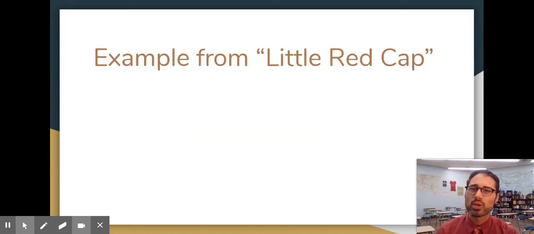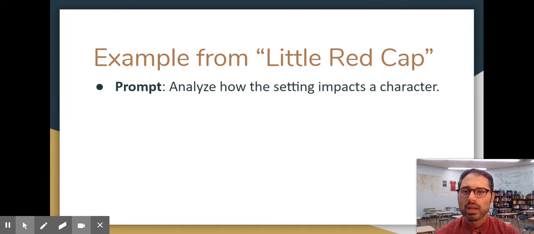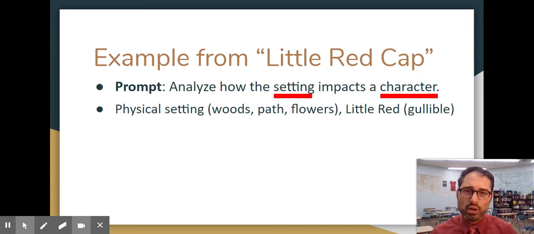So let's take a look from the story Little Red Cap, from the fairy tale. If the prompt, the thing the teacher gives you, is analyze how the setting impacts a character, I need to first identify my keywords. Setting and character are key words in this prompt that I want to underline. Then I want to go through and think about, what do I know about this story? So maybe we don't always start by writing a claim, but I'm going to look through the story about setting and character. I know there's a physical setting that has woods, the path, flowers leading off the path. And I know that Little Red is gullible. She falls for things. She's naive.